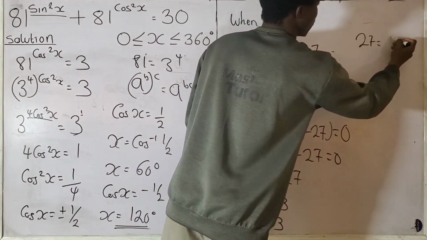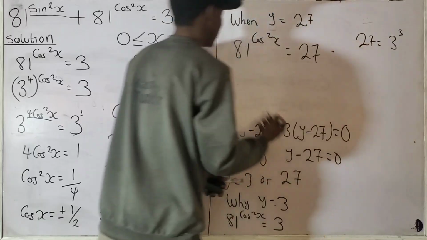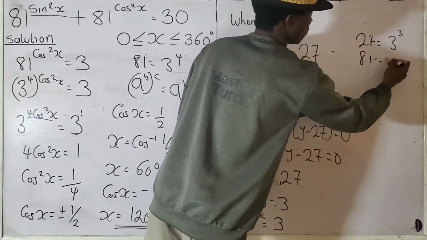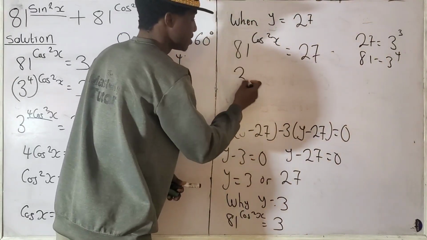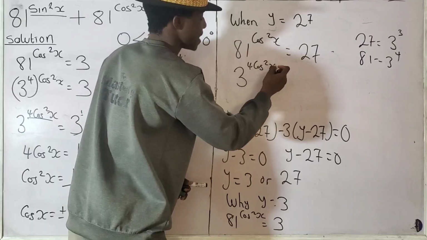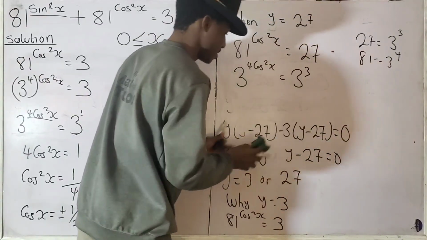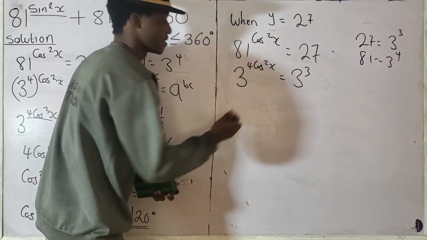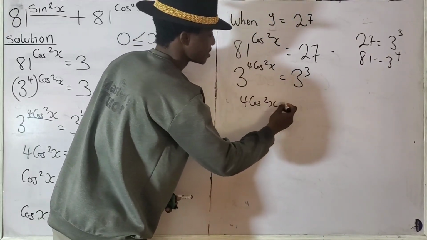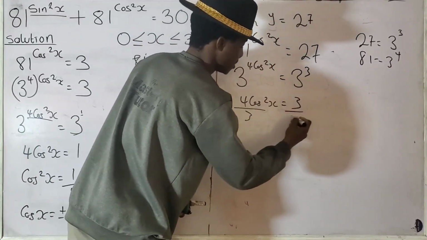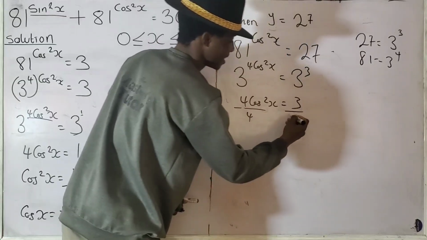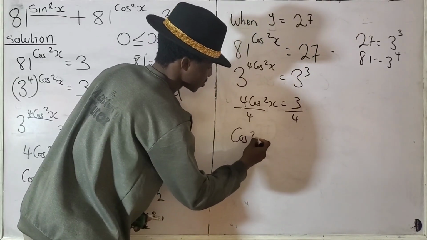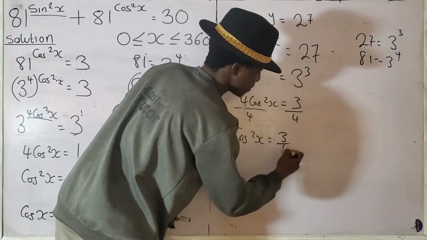27 is equal to 3 raised to the power of 3, right? And 81 is equal to 3 raised to the power of 4. So I'm going to have 3 raised to the power of 4 cos square x is equal to 3 raised to the power of 3. Permit me to erase this. Okay, 4 cos square x is equal to 3. Oh, this over 4, sorry. So cos square x is equal to 3 over 4.